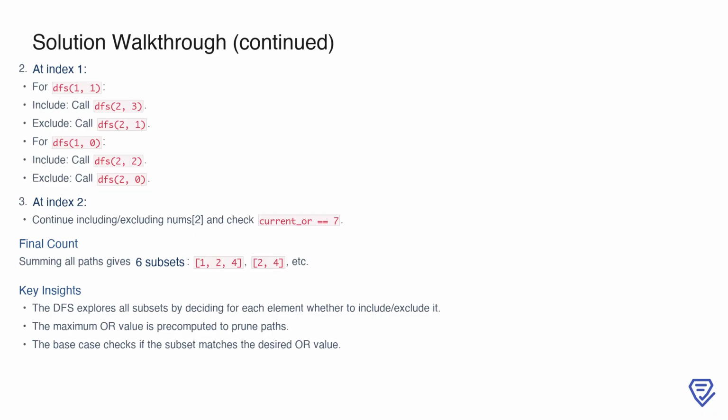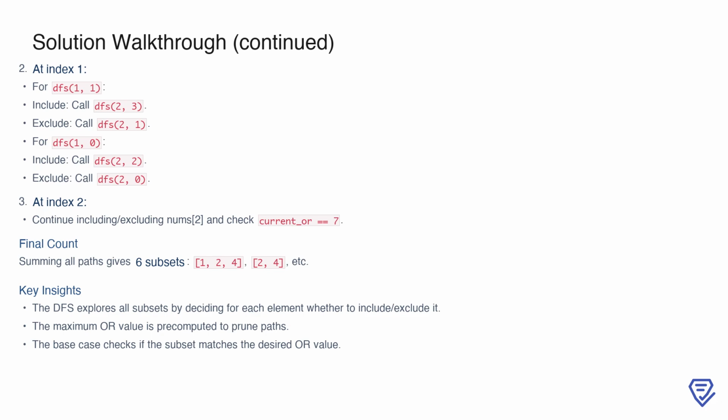For the path where the OR is 0, including 2 changes it to 2, while excluding it keeps it at 0. At index 2, we continue exploring by including or excluding 4. Anytime the current_OR equals 7, we count the subset as valid. Summing up all valid paths, we find 6 subsets that achieve the maximum OR value of 7. These include 1, 2, 4, 2, 4, and others.